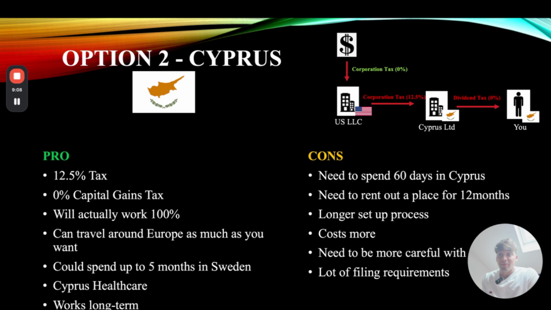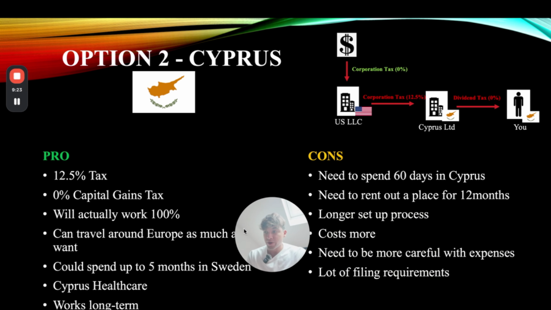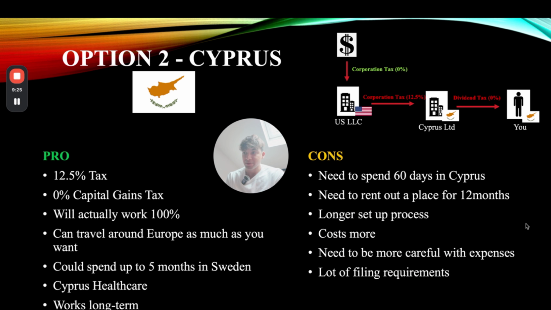A lot of times it might still be worth it, because 12.5% is a lot better than the 50% you may be paying back home if you're in Italy, Sweden, or Spain. It's a longer setup process. It costs more. You need to be careful with your expenses because there actually is taxation. You can't just write off whatever you want like you could with Paraguay. I mean, you still shouldn't, but at least they're more lenient. Here, they're actually going to check that all the expenses are business expenses.